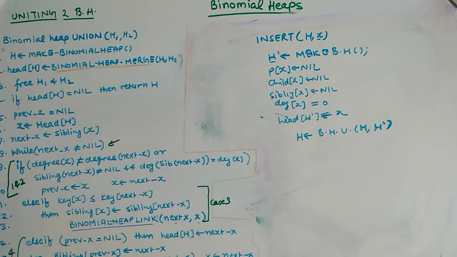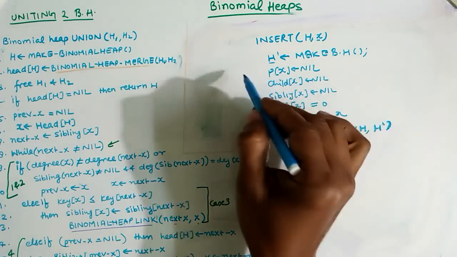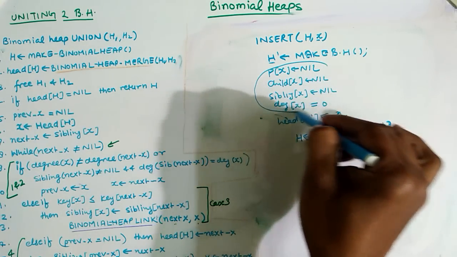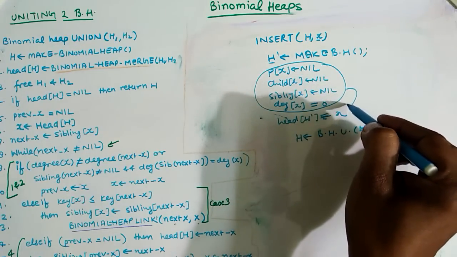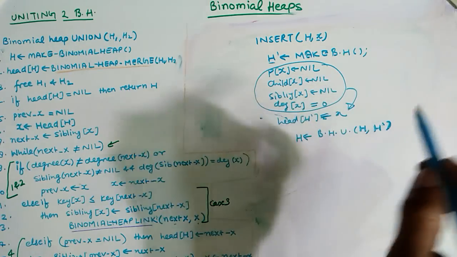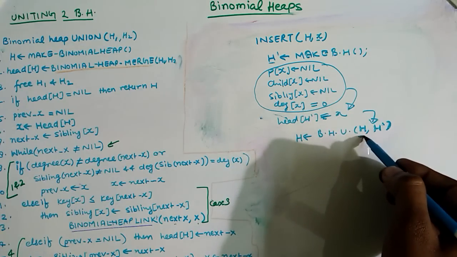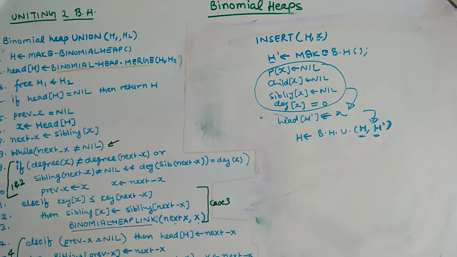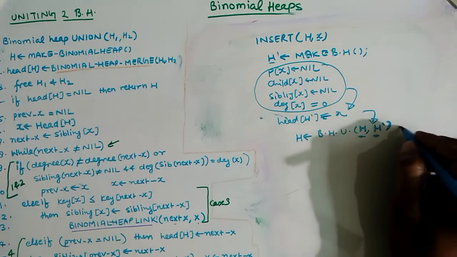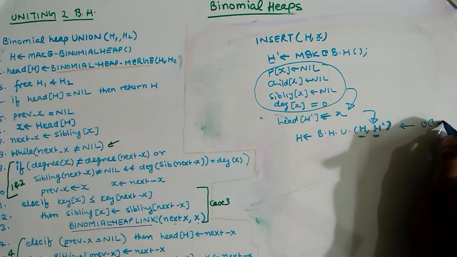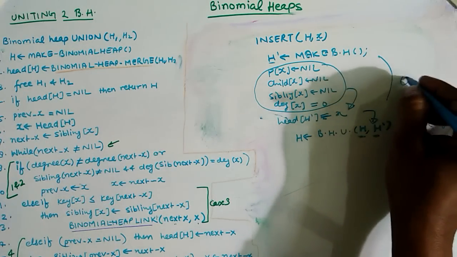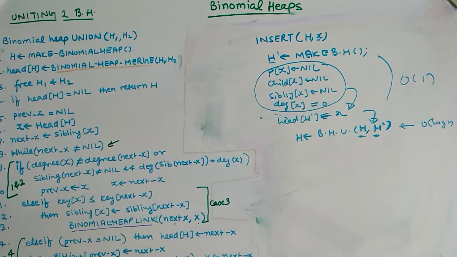So what we do in the insert operation, we just create a single node, assign it to any heap h dash, and then call the heap union procedure on h, the existing heap, with the h dash in which only one node is there. This binomial heap union takes order of log n time, and the rest of the procedure takes order of one time. So the total time taken by the insert operation is order of log n time.